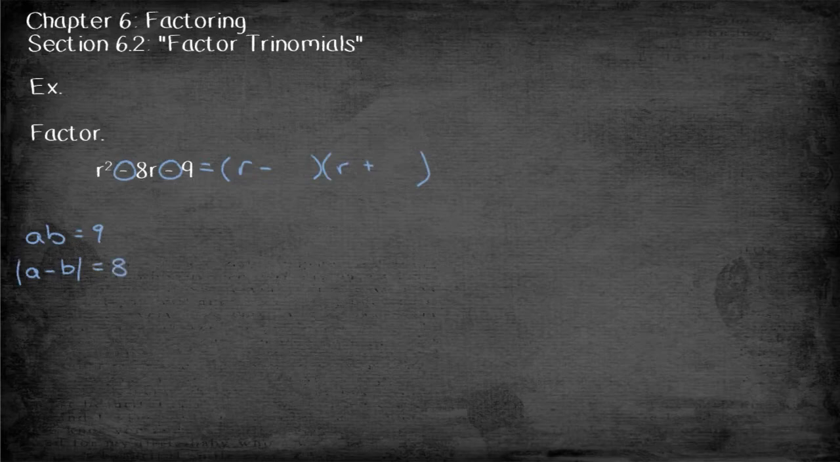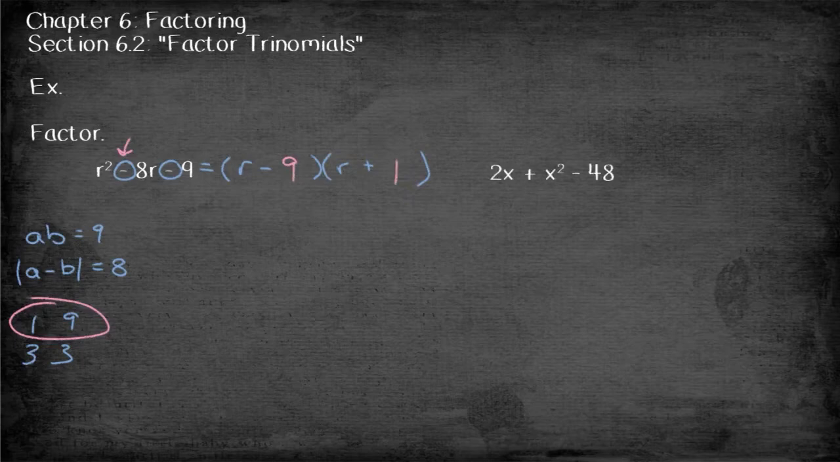What are the factors of 9 again? 1 and 9, 3 and 3. Okay, so the one that's going to satisfy that is 1 and 9, because 9 minus 1 is equal to 8. Now, since the middle is negative, the one with the greater absolute value has to go with the negative sign. So 9 goes here, 1 goes there.